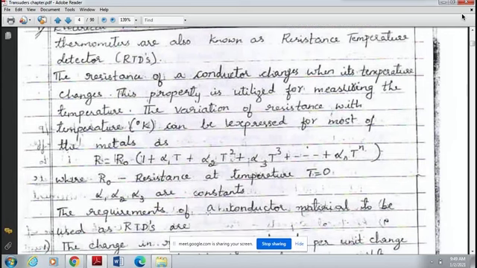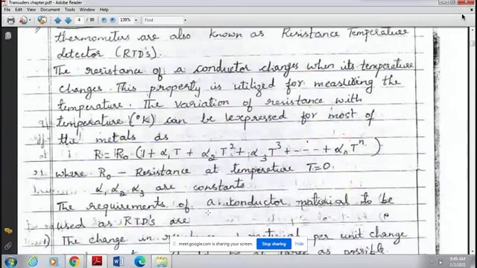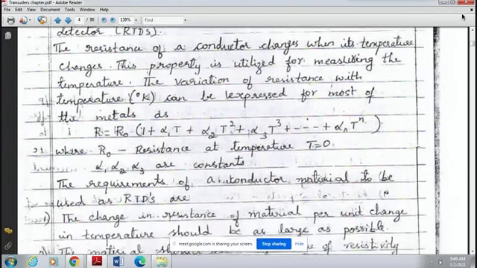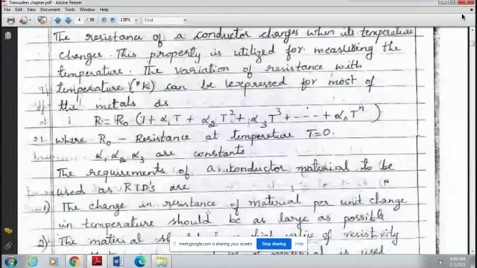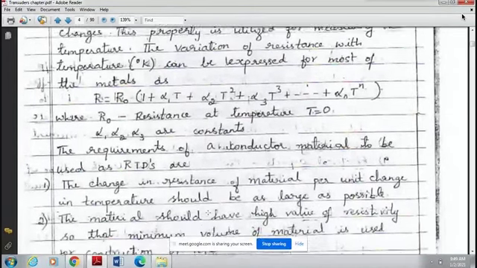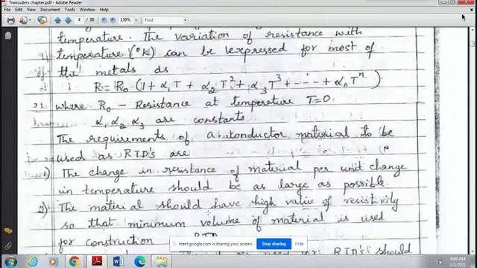And now the requirements for the conductor material to be used in resistance temperature detectors. Whatever material we select, whatever cable conductors we are going to use, that material has to satisfy some parameters. So let us look into those things. The conductor we select for the resistance temperature detector should have the following characteristics.